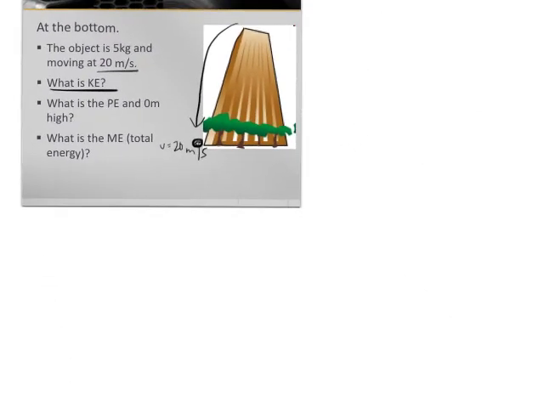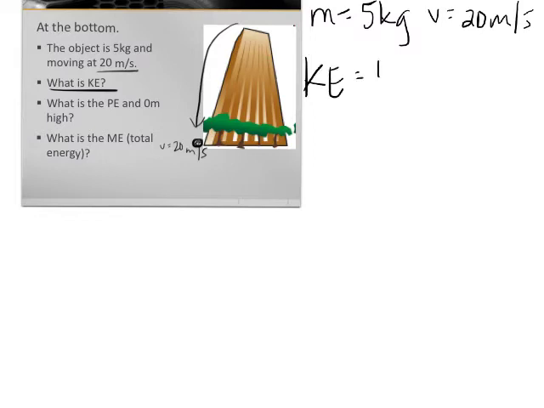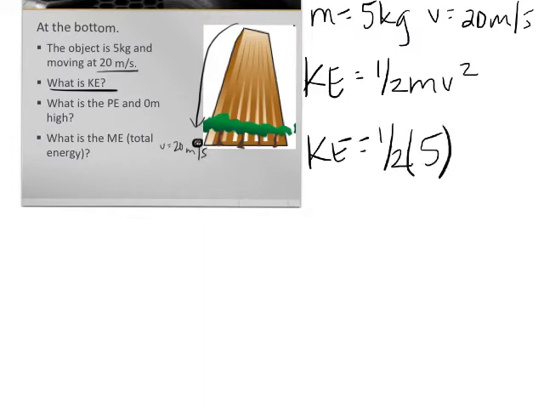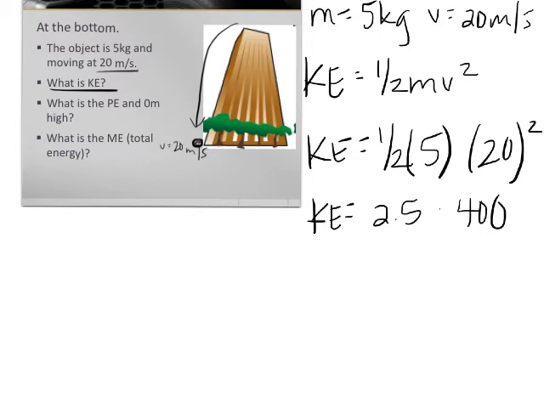So let's move this over. So we know m is 5 kilograms. We know v is 20 meters per second. Our equation is KE equals 1/2 mv squared. If we plug in our knowns, we're going to have 1/2 times 5 times 20, and the 20 is the only thing that's squared. So you're going to have KE equals 2.5 times 400, which is 1,000 joules.